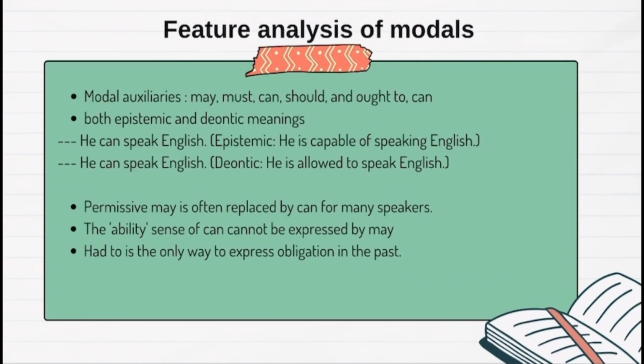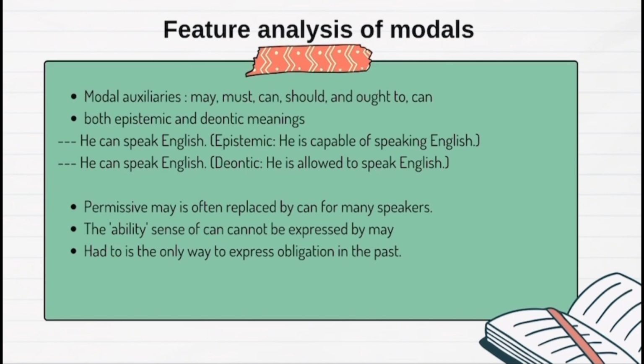Modal auxiliaries such as may, must, can, should, and ought to can have both epistemic and deontic meanings. The meaning of a modal auxiliary in a particular sentence depends on the context in which it's used. For example, he can speak English. Epistemic meaning: he is capable of speaking English. Deontic meaning: he is allowed to speak English.